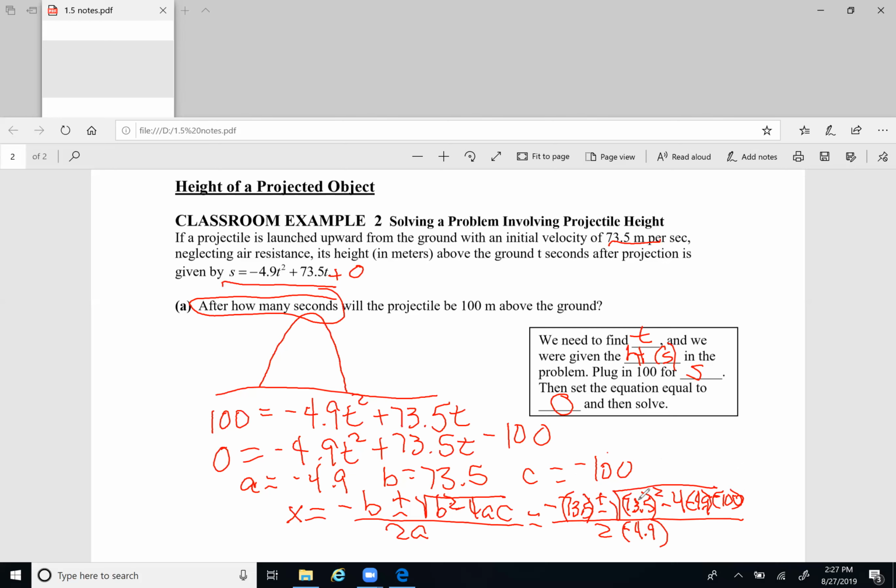So what I need to do is go through and clean this up. Remember, we're going to clean up under the radical first. Let me make just a little more space over here. And that means we have negative 73.5 plus or minus the square root of, if I clean up what's underneath the radical, I should get 3,442.25, and that's going to be divided by negative 9.8.